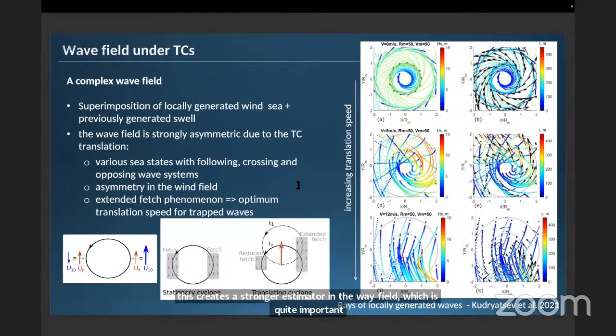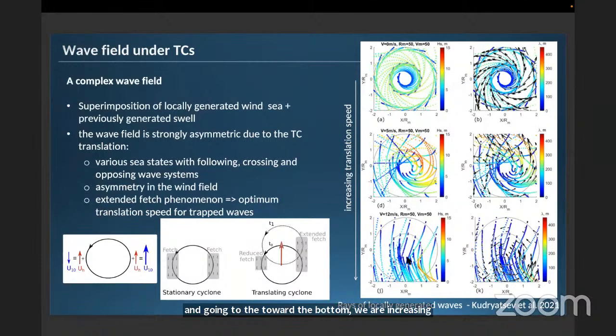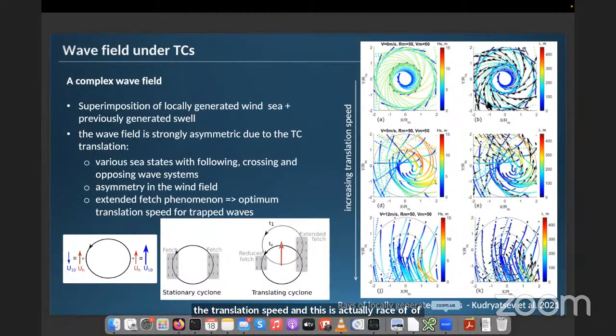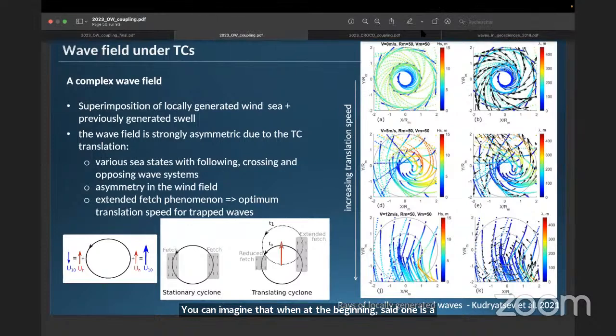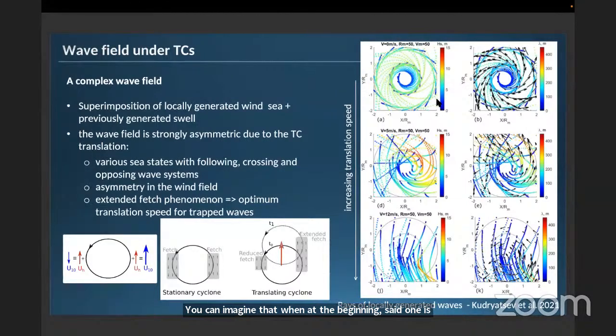Also, depending on the translation of the cyclone, we will have a variability of this wave field. So here is an illustration of an analytical wave model that generates waves under an analytical tropical cyclone. And going towards the bottom, we are increasing the translation speed. And these are actually rays of waves. So you can imagine that at the beginning the cyclone is stationary, and on top we have waves obviously around the cyclone, and they are leaving the cyclone but slowly on all sides.